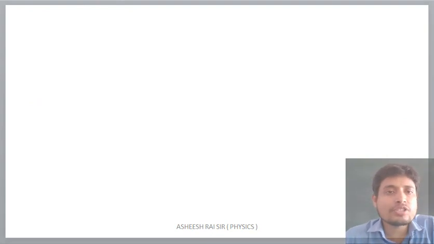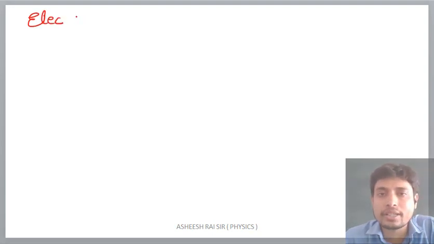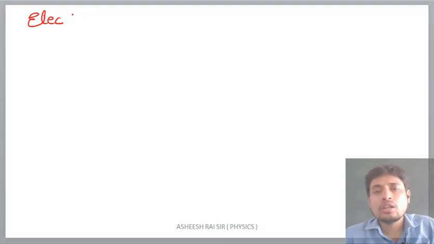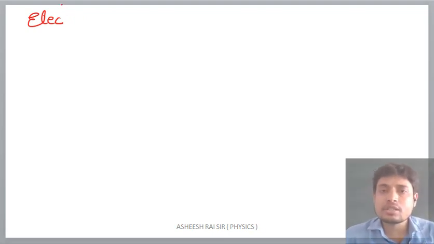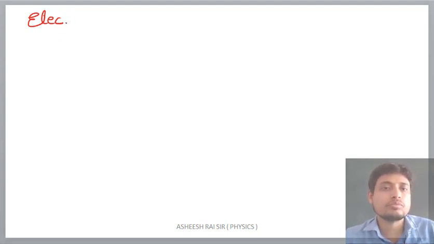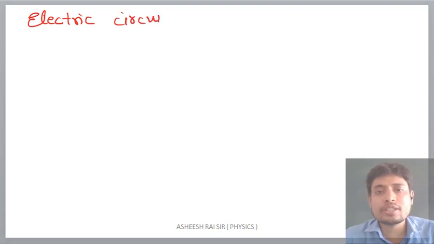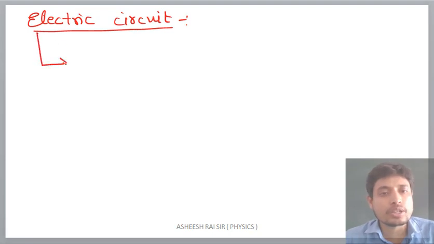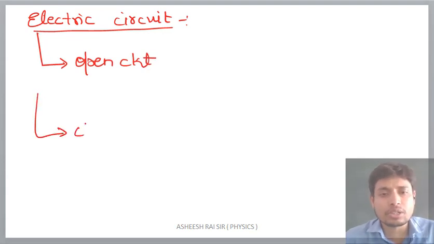Now electric circuit. In this topic we will learn how to connect the electric circuit and what symbols we use in electric circuits. Firstly, there are two types of electric circuit: open circuit and closed circuit. In the shortcut I have written CKT, but you should write the complete word.